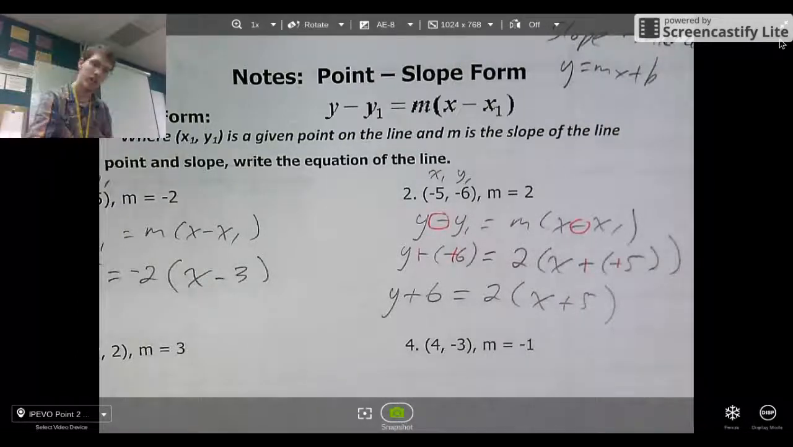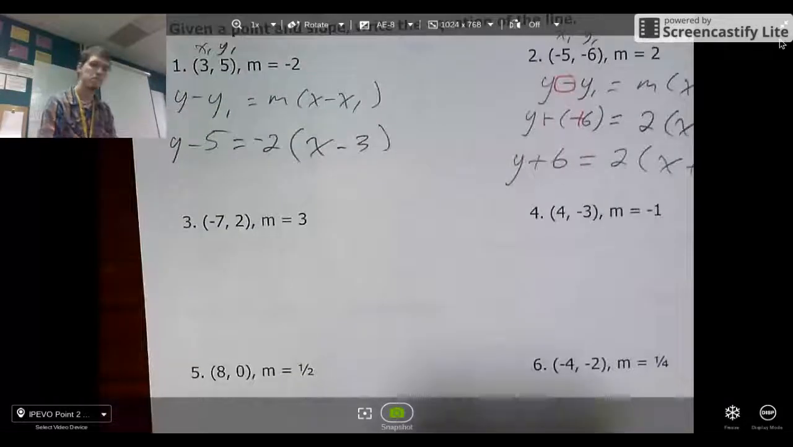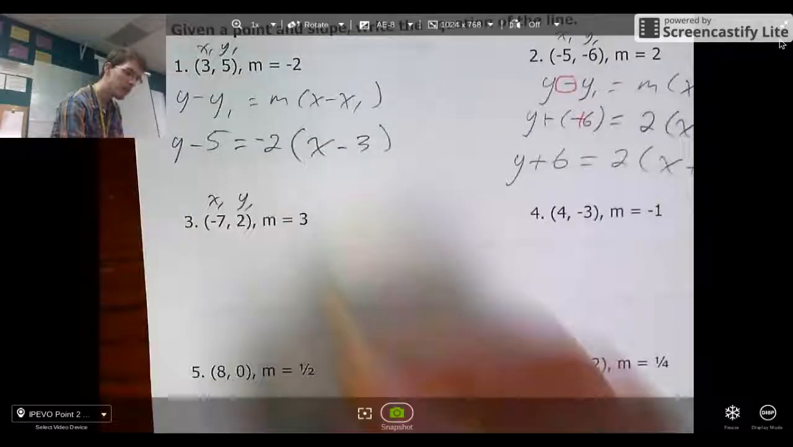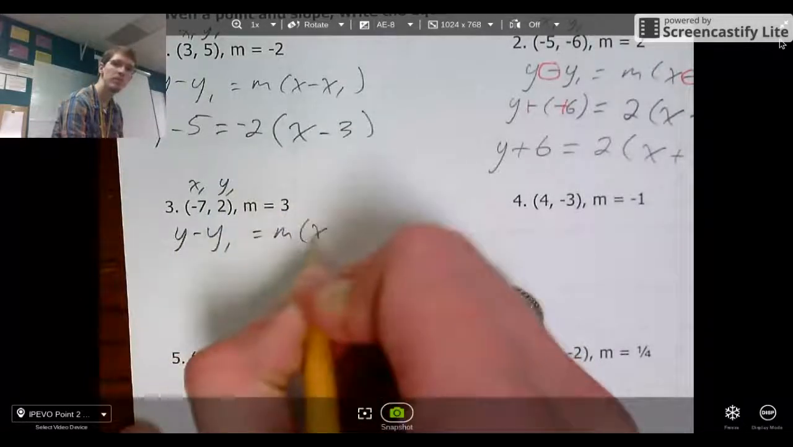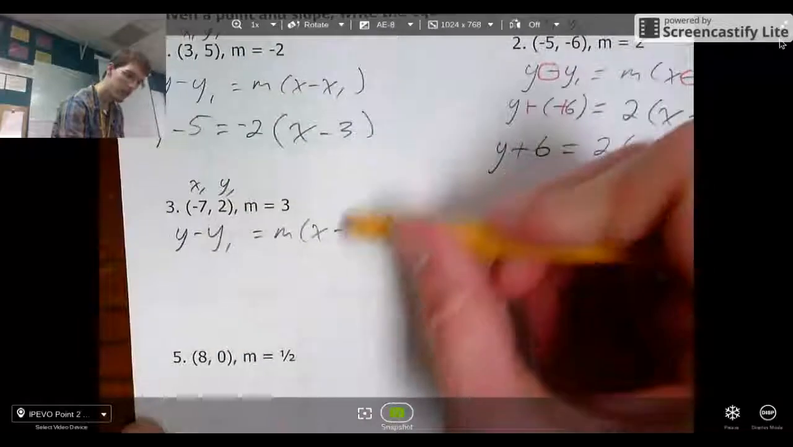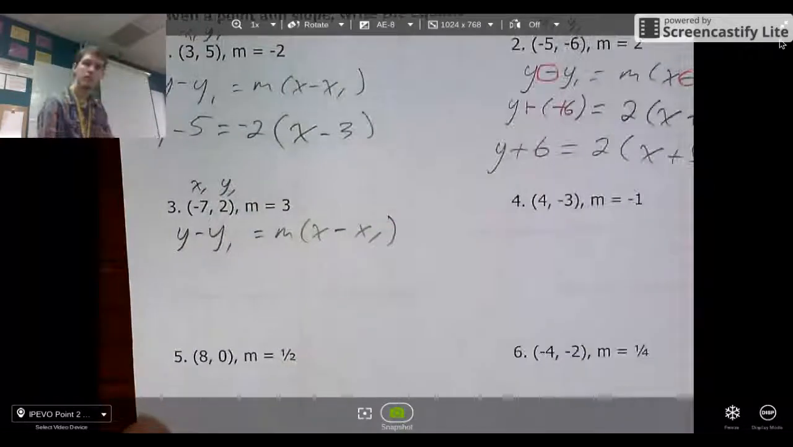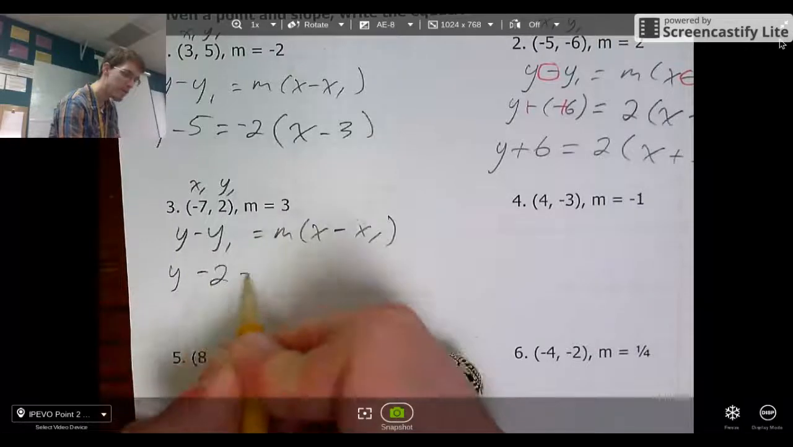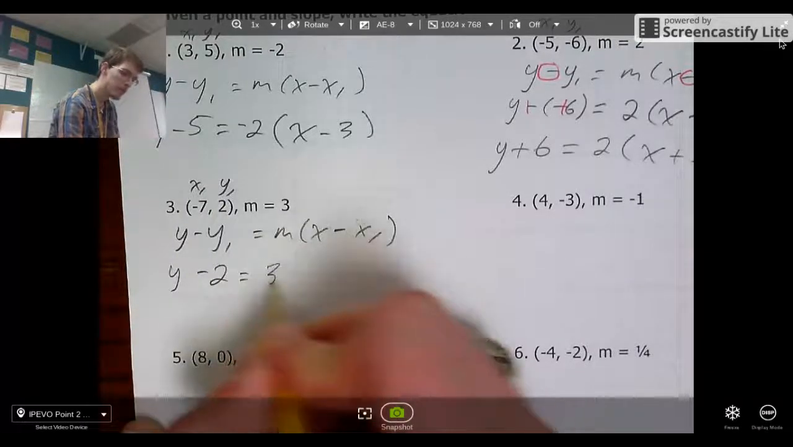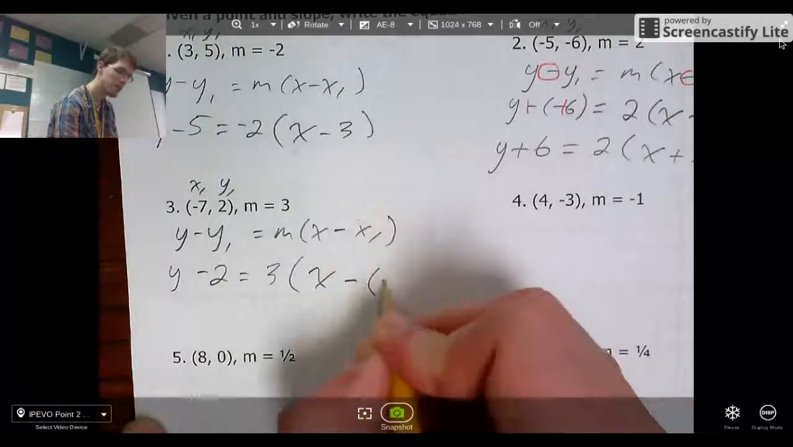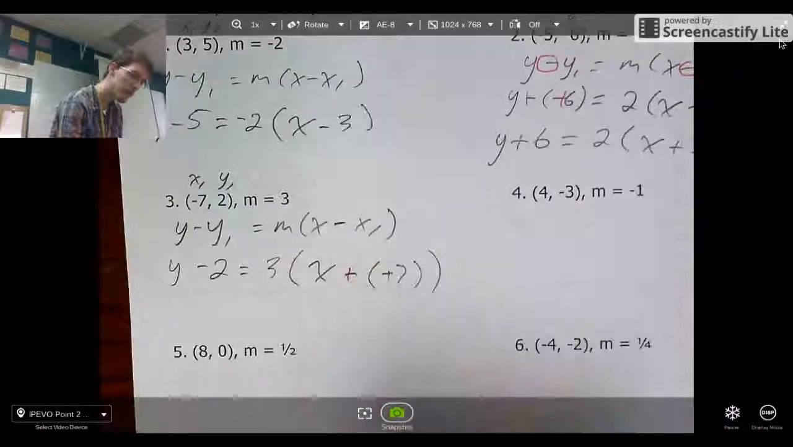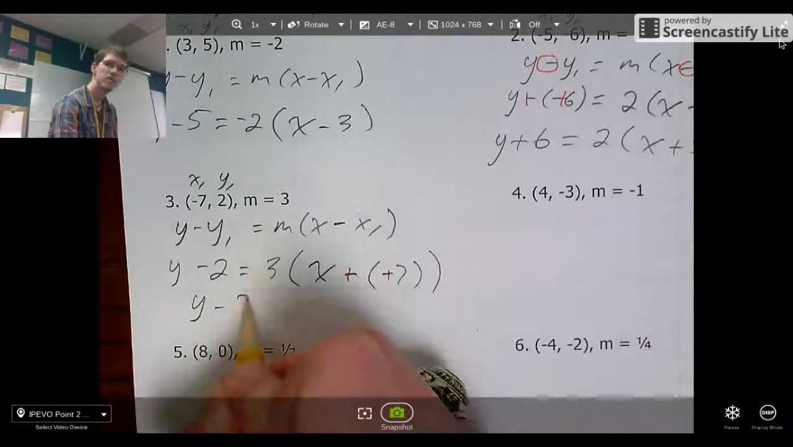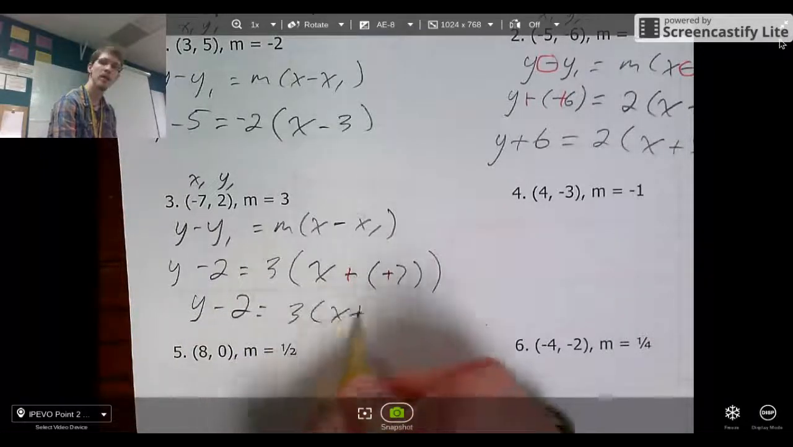Okay, number 3. I'm going to label my point x1, y1. I have m already. Now I have y minus y1 equals m times x minus x1. Minus x1. So y minus 2 equals m times x minus, x1 is a negative 7. So minus a negative 7, which turns that one into a plus 7. So y minus 2 equals 3 times x plus 7.